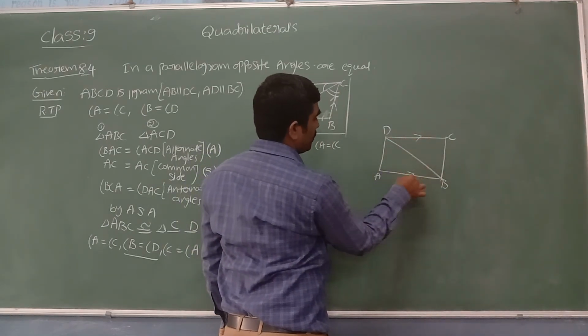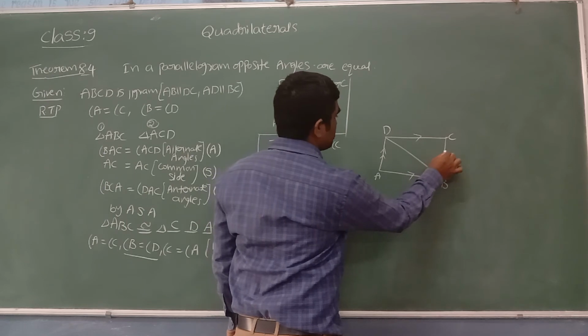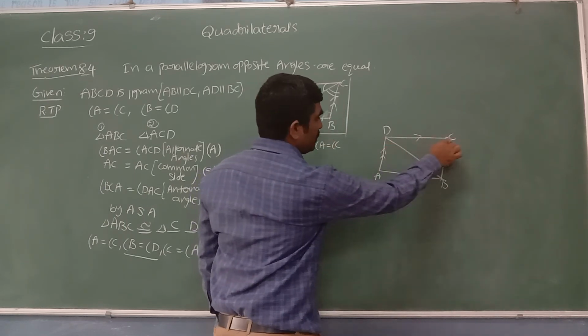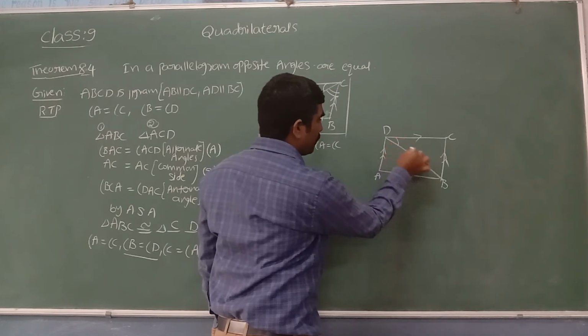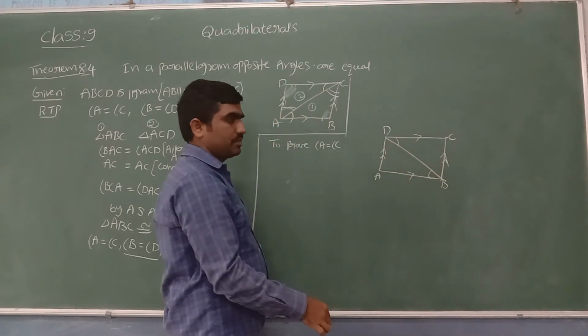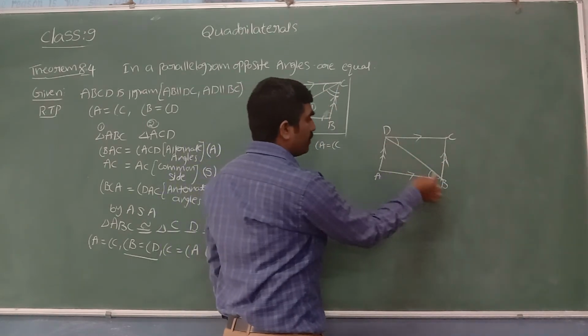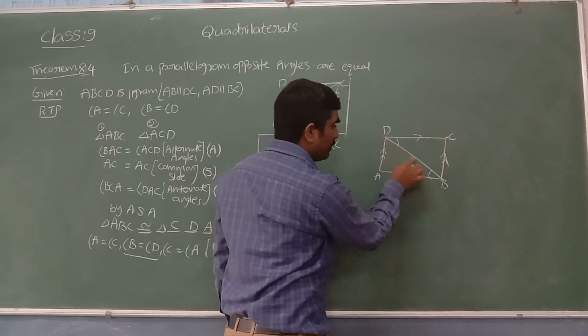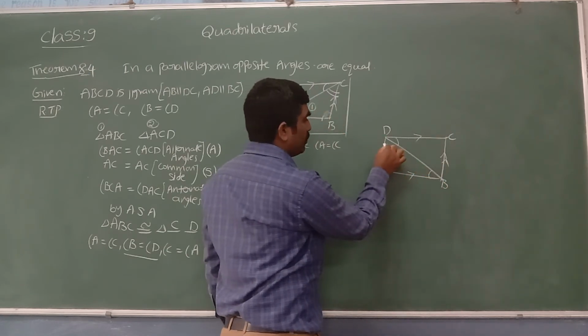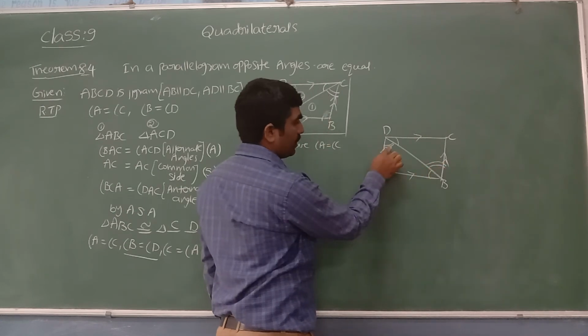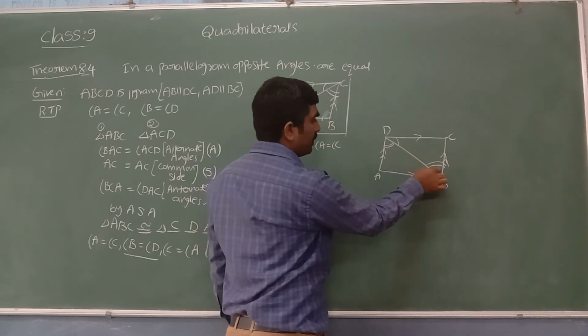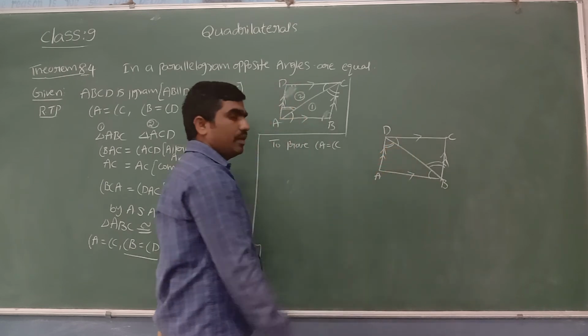Already it is a parallelogram, so two pairs of opposite sides are parallel. DC parallel to AB, DB is the transversal. So angle D equal to angle B, alternate angles. Similarly, AD parallel to BC, then DB is the transversal. Then both these angles are equal. They are also alternate angles. By angle side angle, they are congruent.